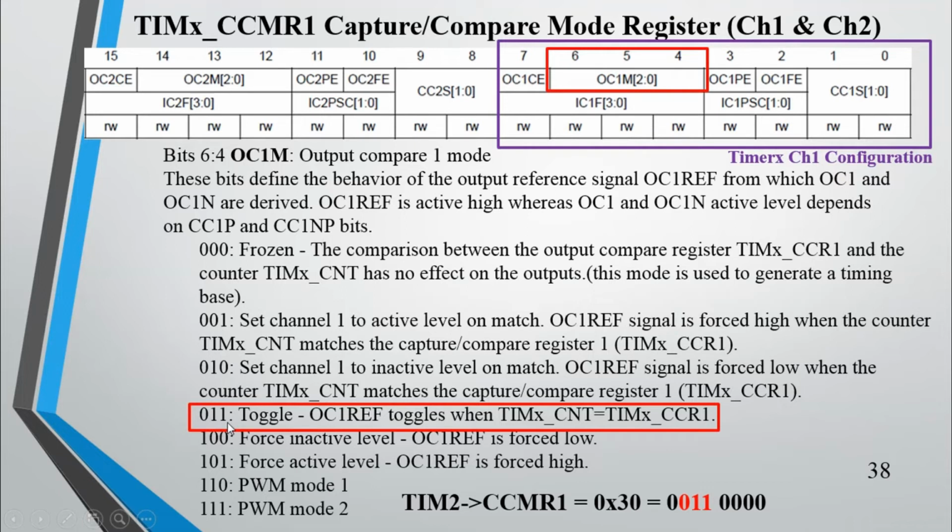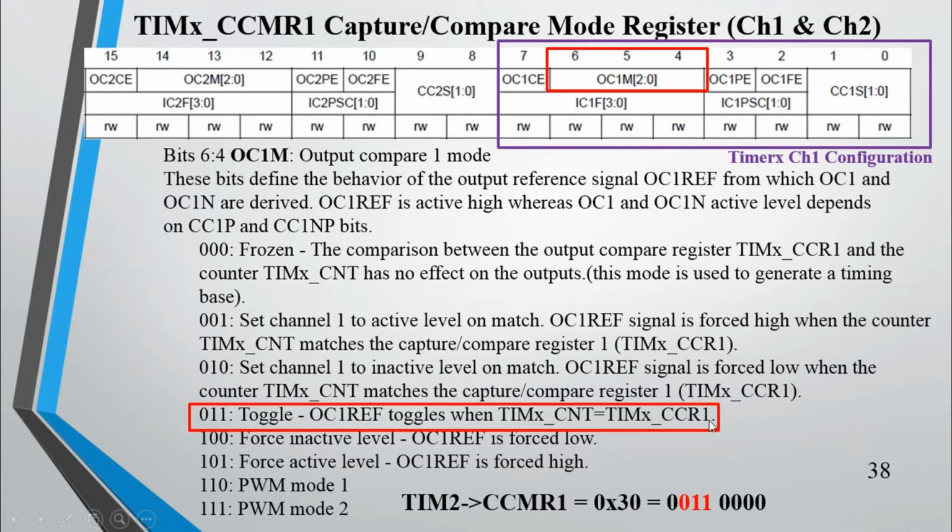What does it mean? Your timer 2 channel 1 will be toggling when the timer counter value is equal to CCR1. So when the timer counter is equal to CCR1, we can see that the timer 2 channel 1 will be toggled.